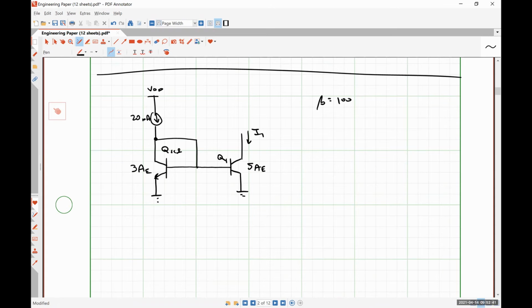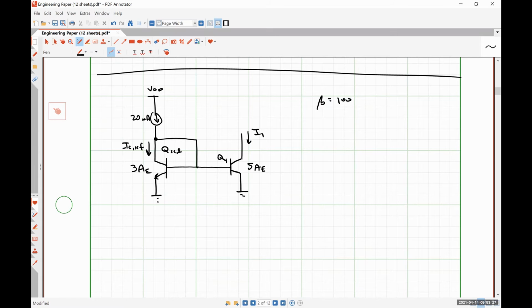Theta is equal to 100. We want to figure out what I1 is going to be. For a problem like this, how I would approach it is by labeling things. I'm going to call this one ICREF. Because QREF and Q1 have the exact same base-emitter voltages, ICREF and I1 are copies of each other. But we do have to take into account that there is some area scaling here as well.